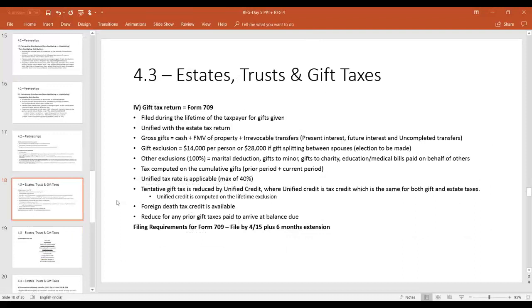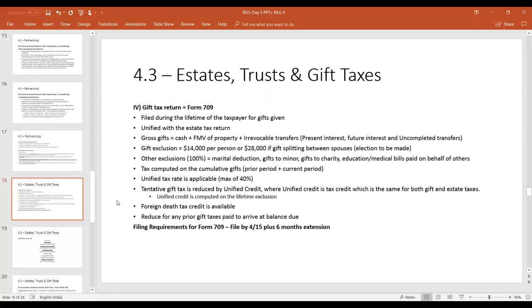So now, in your book, if you follow the order of the book, after partnerships, I think we have starting with estates and trusts. Estates, trust, and gifts is the overall heading, but we'll follow a slightly jumbled order where we'll do gift tax returns first, followed by estates, and then finally trusts.